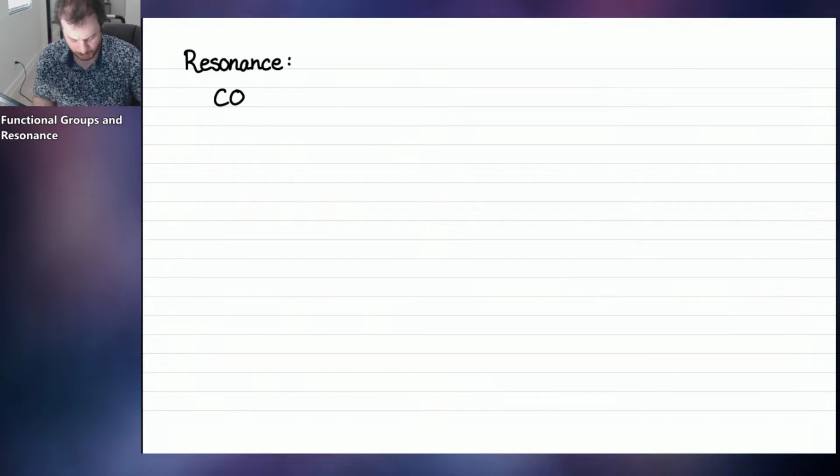Let's take a look at an example molecule here. Let's take a look at the carbonate anion. If you remember, that's one of the polyatomic ions from general chemistry. And so let's actually draw the Lewis structure for the carbonate anion. It looks like this.